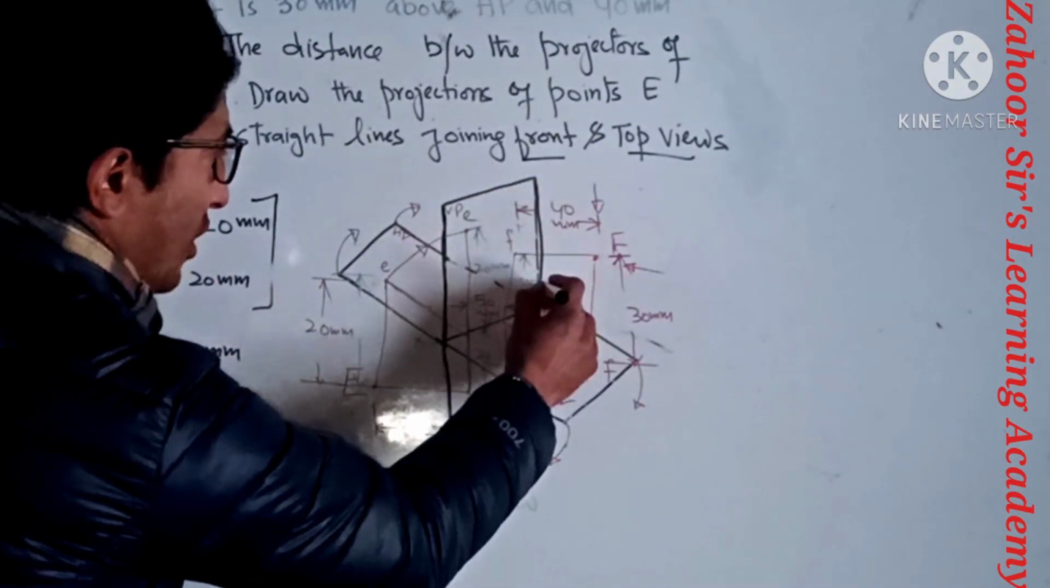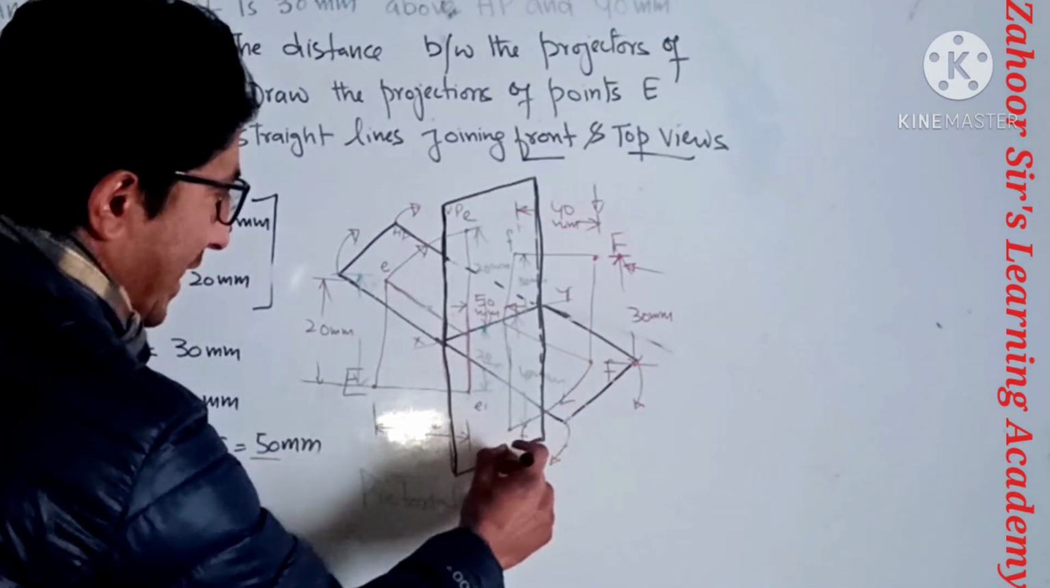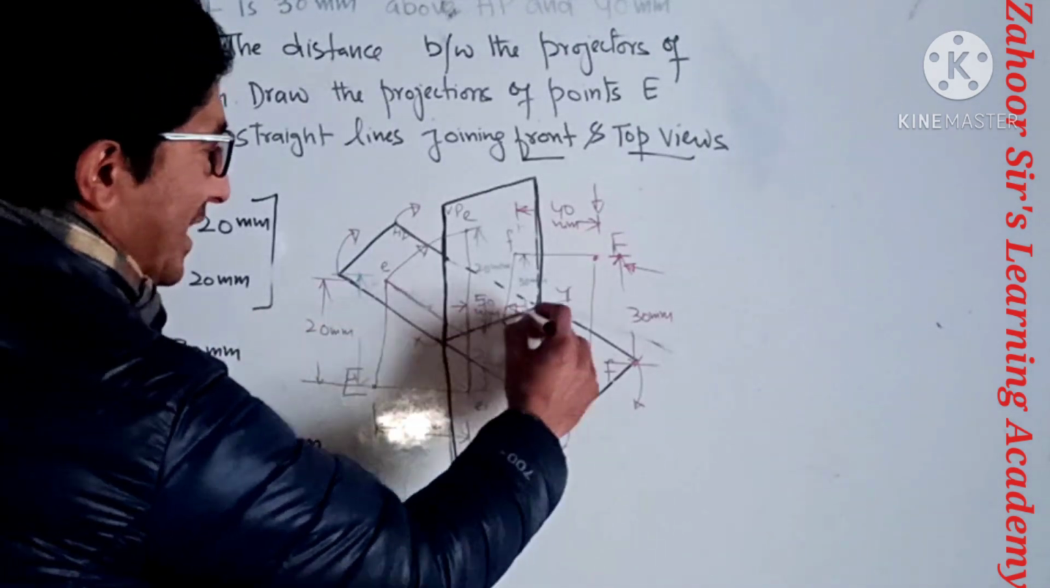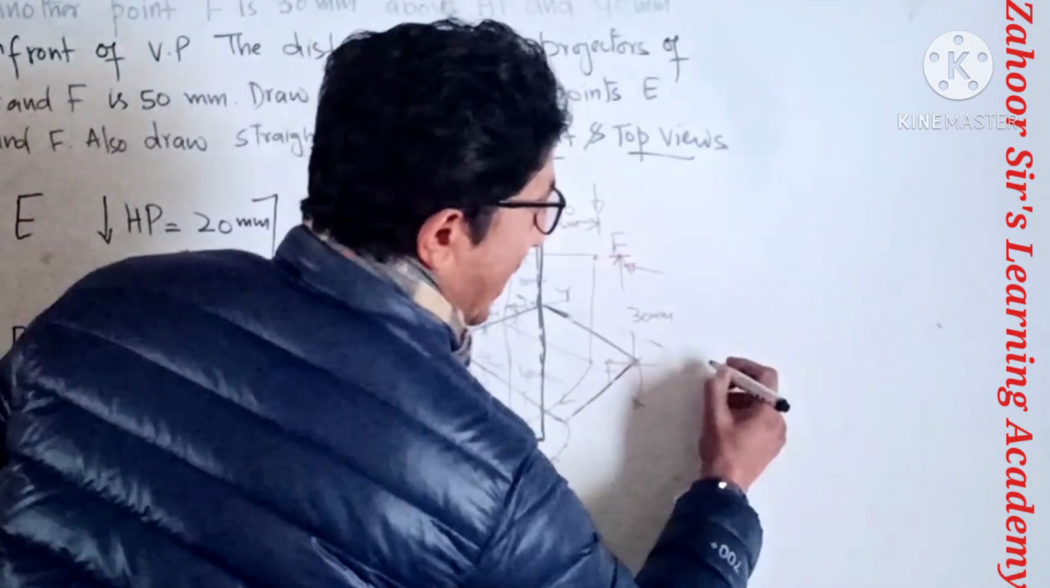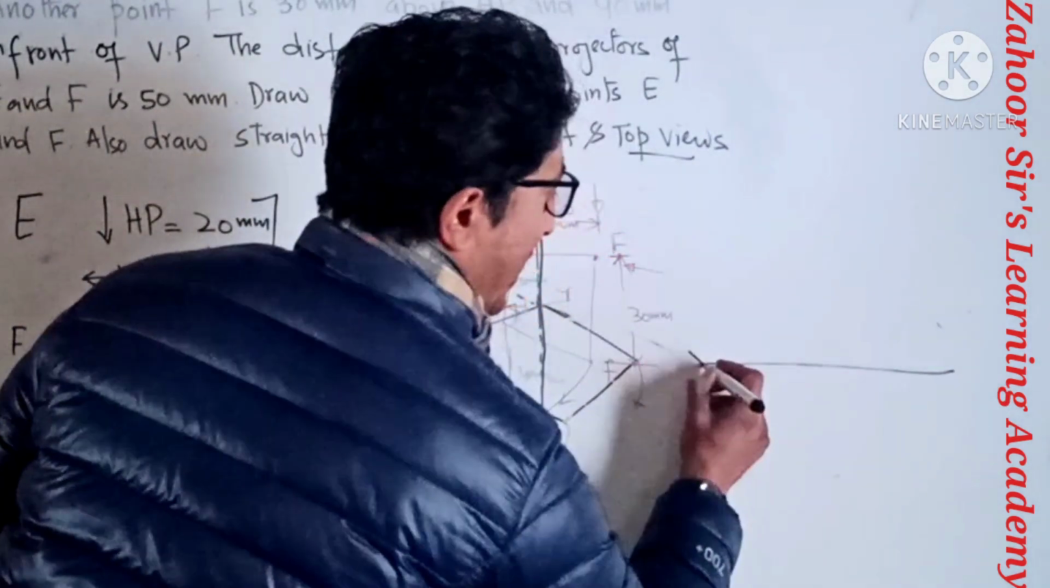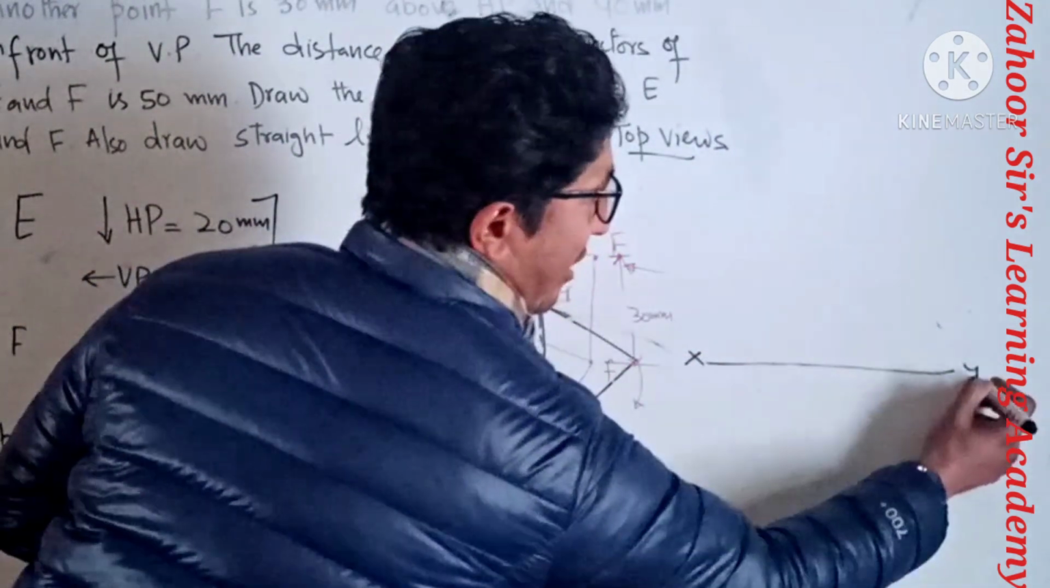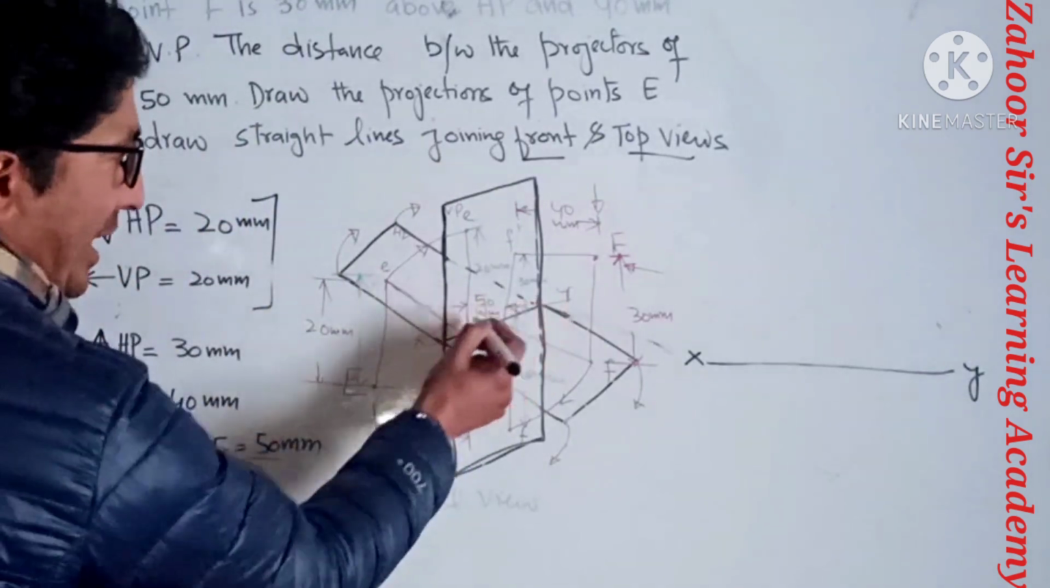Now, we need to draw this plane only. And there is a line. So I will first draw the XY line. So I will draw here the XY line. This is my X and this is my Y line. So this line I am drawing.